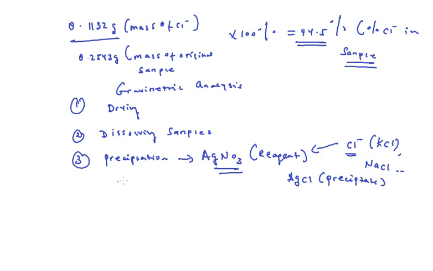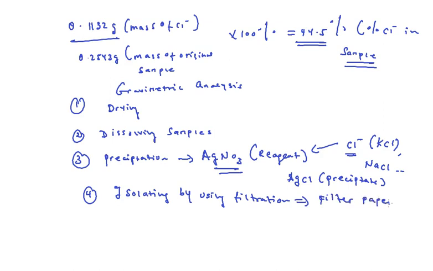Then whatever precipitate you get, you have to isolate the precipitate by using filtration. In this case, you need to have a filter paper. Filter paper is necessary to do this experiment. Then weigh the precipitate and make sure that it is free of any contaminants. And then we have to dry the precipitate. I actually have to say it here: drying comes here, not in the first process. Dissolving the sample has to be the first one.